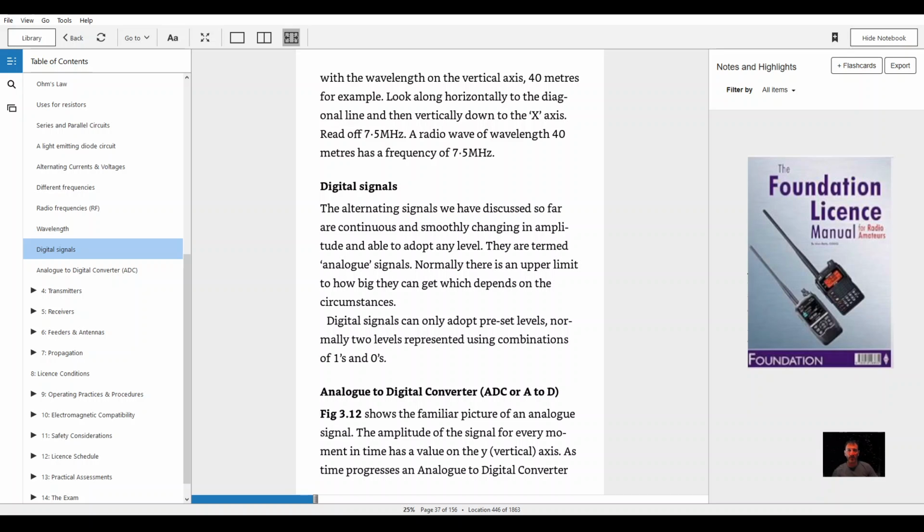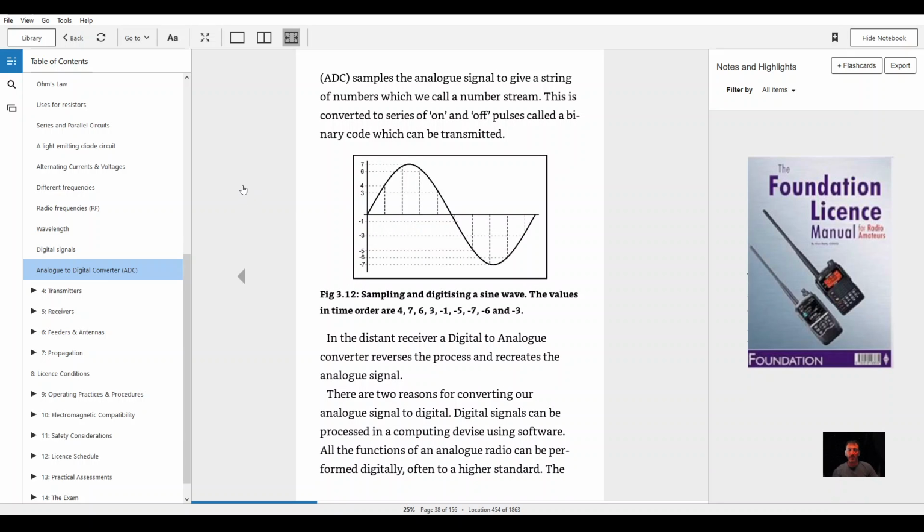Analog to digital converter, ADC or A to D. Figure 3.12 shows the familiar picture of an analog signal. The amplitude of the signal for every moment in time has a value on the Y vertical axis. As time progresses, an analog to digital converter, ADC, samples the analog signal to give a string of numbers which we call a number stream. This is converted to a series of on and off pulses called binary code, which can be transmitted.